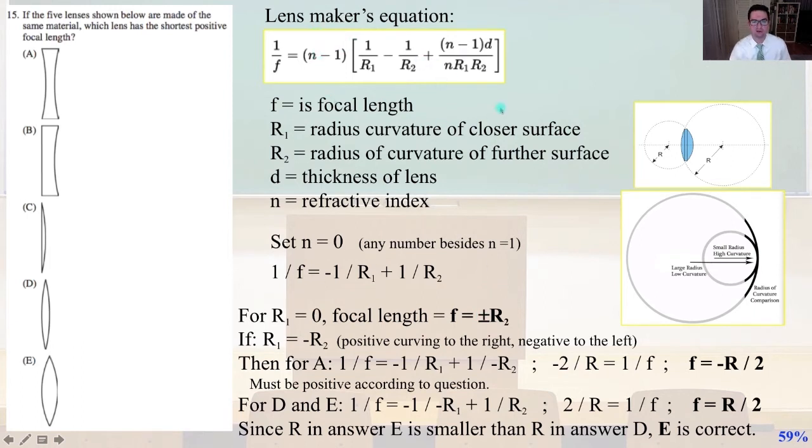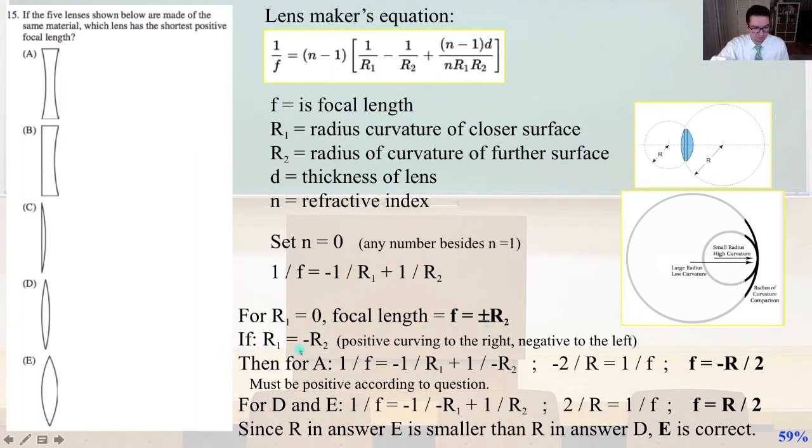So f is the focal length, R1 equals the radius of curvature of the closer surface, R2 equals the radius of curvature of the further surface, d equals the thickness of the lens, n equals the refractive index. We can set n to really any number we want besides n equals 1. So let's just set it equal to 0. So 1 divided by f, the focal length, equals -1 over R1 plus 1 over R2, and that follows from the equation above. For R1 equals 0, the focal length equals plus or minus R2.